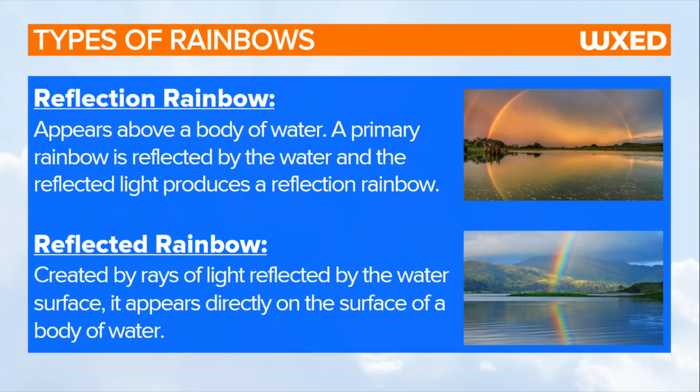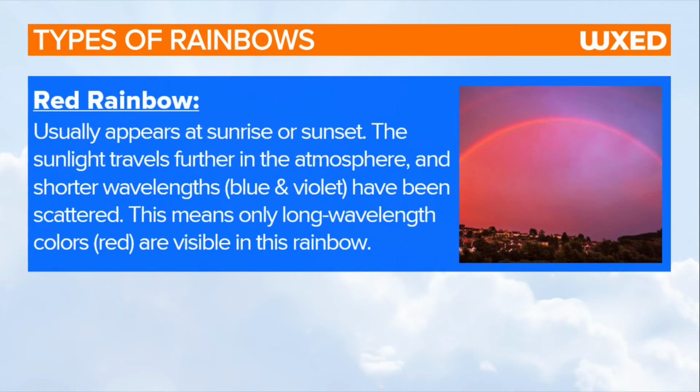Next, we have our reflected rainbow. This is created by rays of light reflected by the water surface, and it appears directly on the surface of a body of water. Moving on to a red rainbow.